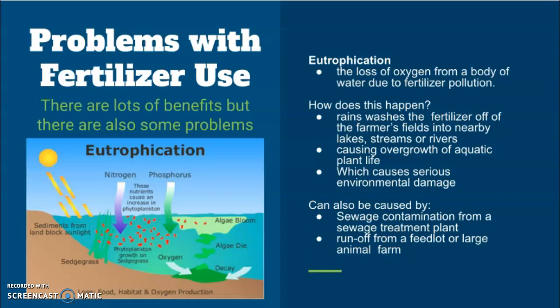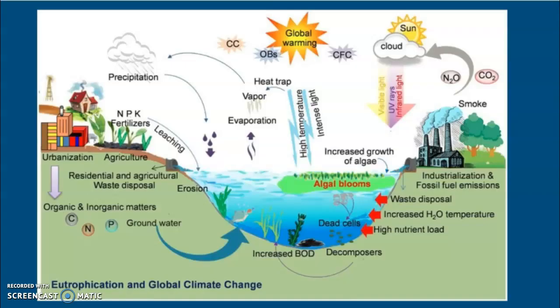This can also be caused not just by fertilizer, but it can also be caused from sewage or runoff from a feedlot or large animal farm. So all of these things can be a large problem and cause eutrophication.